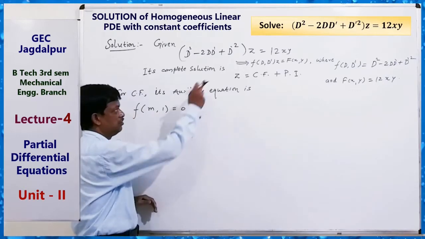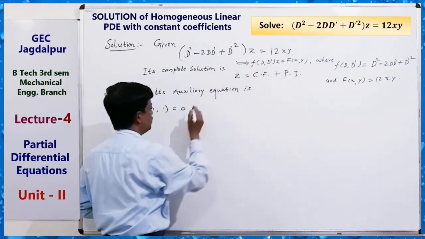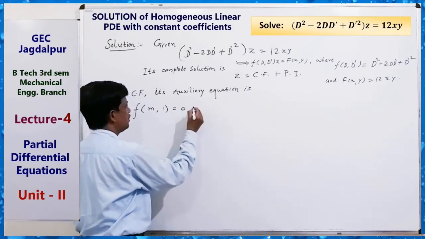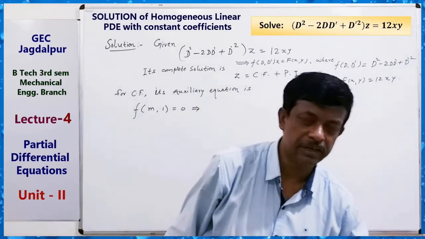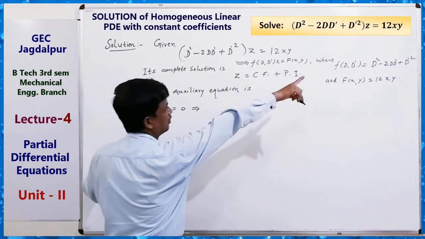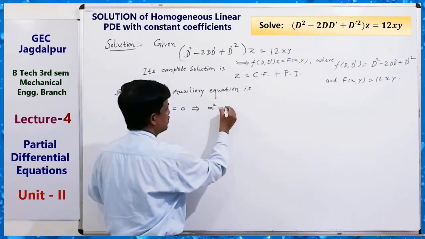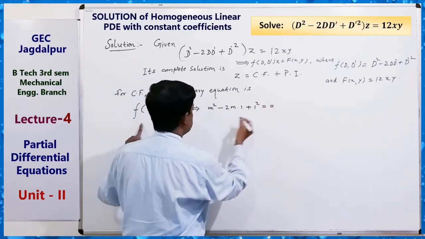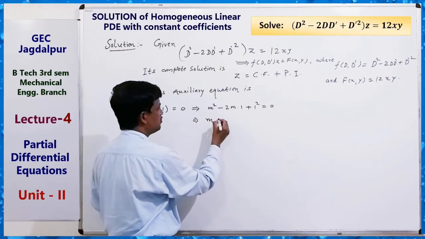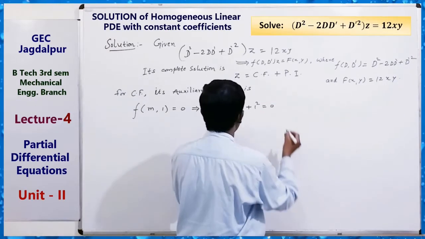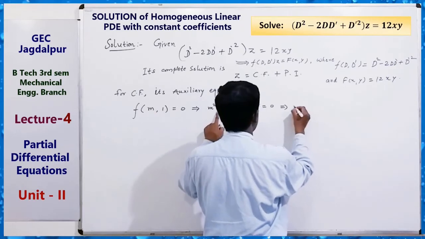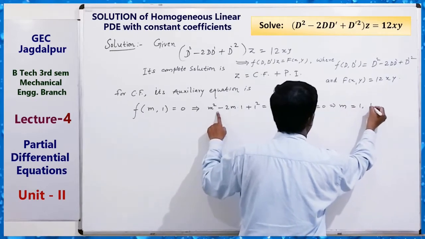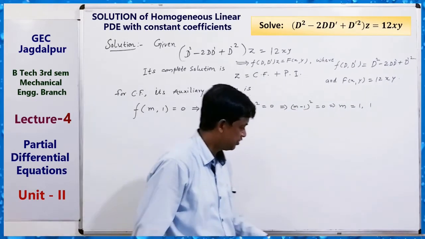So f(m, 1) means here 1, here m, here 1. So this is the auxiliary equation. The auxiliary equation can be written m² - 2m·1 + 1² = 0. So we can solve it. Just in this line, (m - 1)² = 0 implies m = 1, 1. Two equal roots. Very simple.